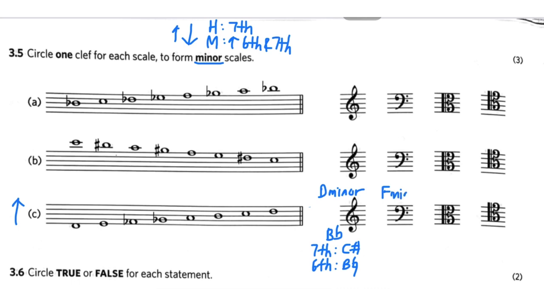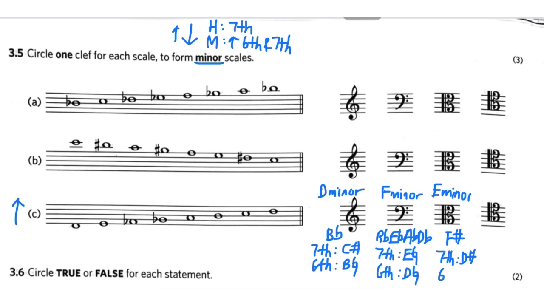As for bass clef, it will be F minor. There are 4 flats, B, E, A, D flat. And the 7th note will be E natural, and the 6th note D natural. As for the alto clef, it will become an E minor. The key signature is F sharp, the 7th note is D sharp, and the 6th note is C sharp.